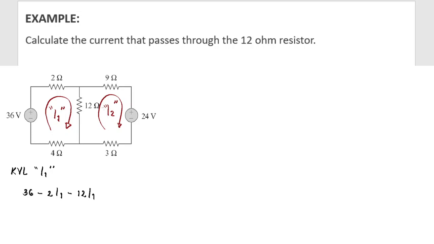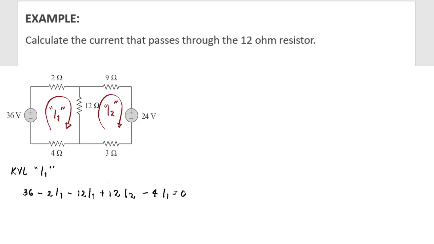For I2, with respect to I1, is it the same direction or opposite? So for loop current I2, it's upward. But for I1, it's downward. It's of opposite sign. Therefore, that would be a positive 12 I2. Okay, but this is for loop current I1. Now, what's next? After this 12 ohm resistor, it passes to this 4 ohm resistor. And our point of reference is also I1. That will be a negative again. Negative 4 I1 equals 0.